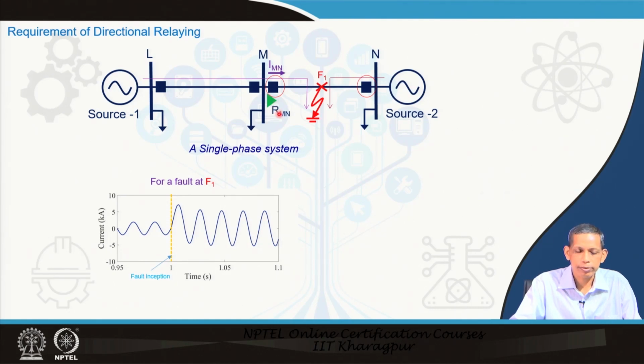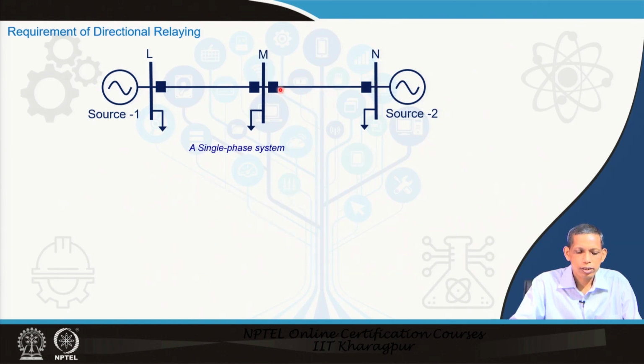designated as R M N, the current during this fault as seen by the relay for a fault at 1 second inception, then the current becomes like this, and the current becomes high following through a transient decaying DC component and so. So, this is what for the single phase system for fault at F1, the current which will be observed by the relay at bus M, the R M N, the relay which is being assigned to consider for this breaker.